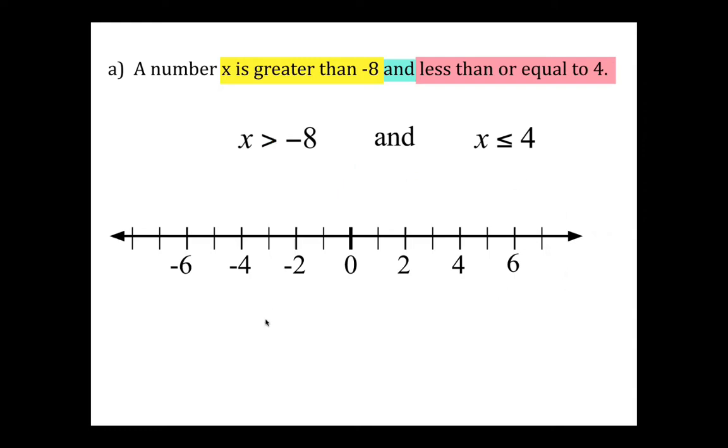Let's go ahead and graph this. Now that we've made an inequality, we can graph it. First, draw an open circle at -8, since this is greater than. Then draw a closed circle at 4, since this is less than or equal to. Since we identified that our connecting word is and, you can simply connect the two dots to make your graph.